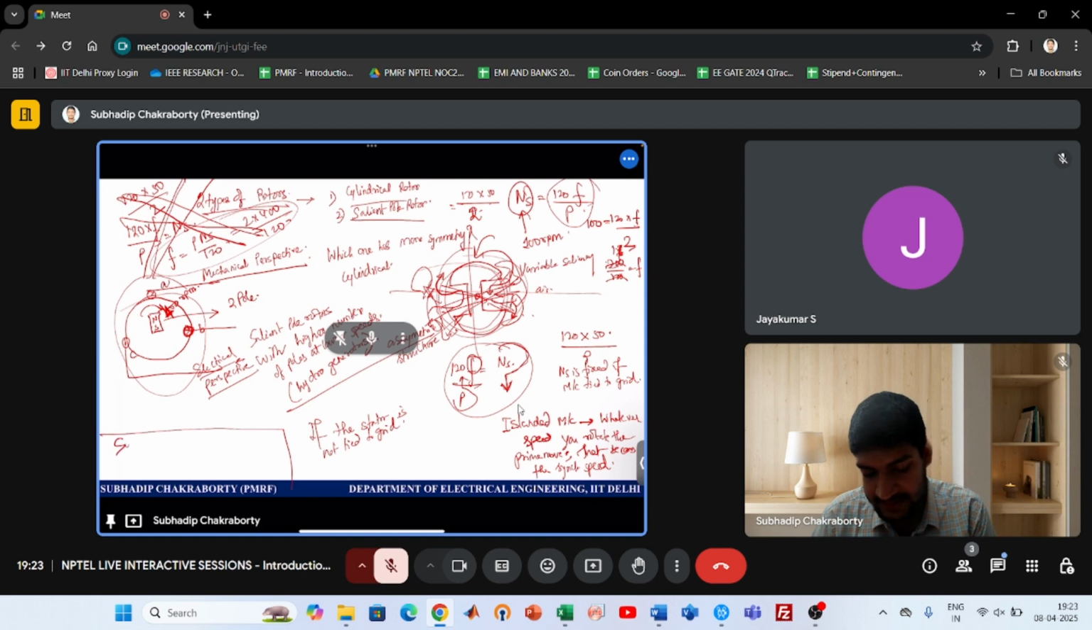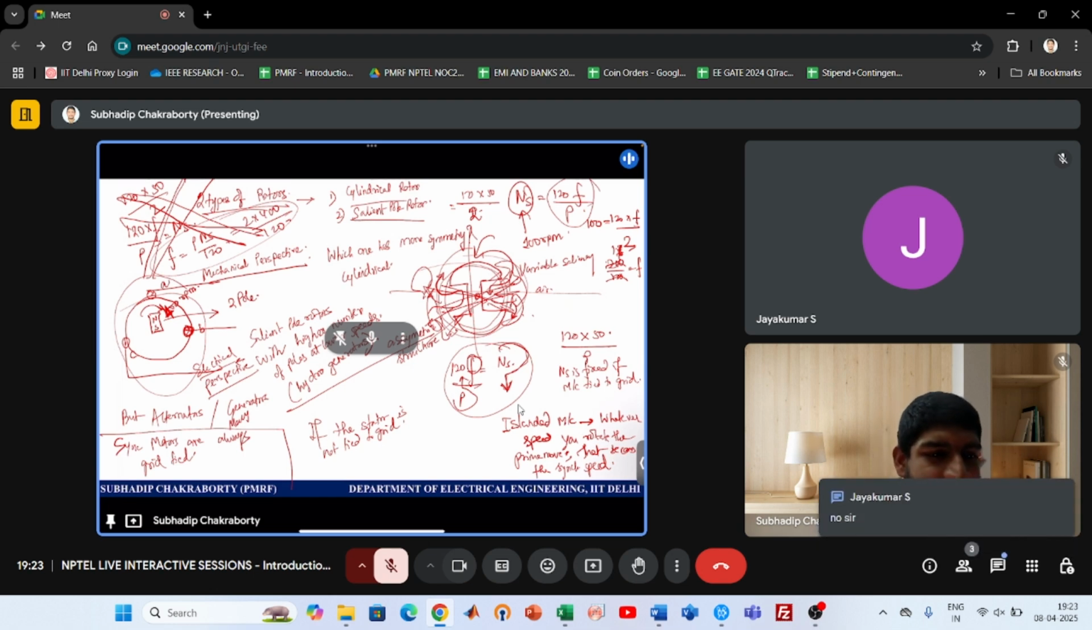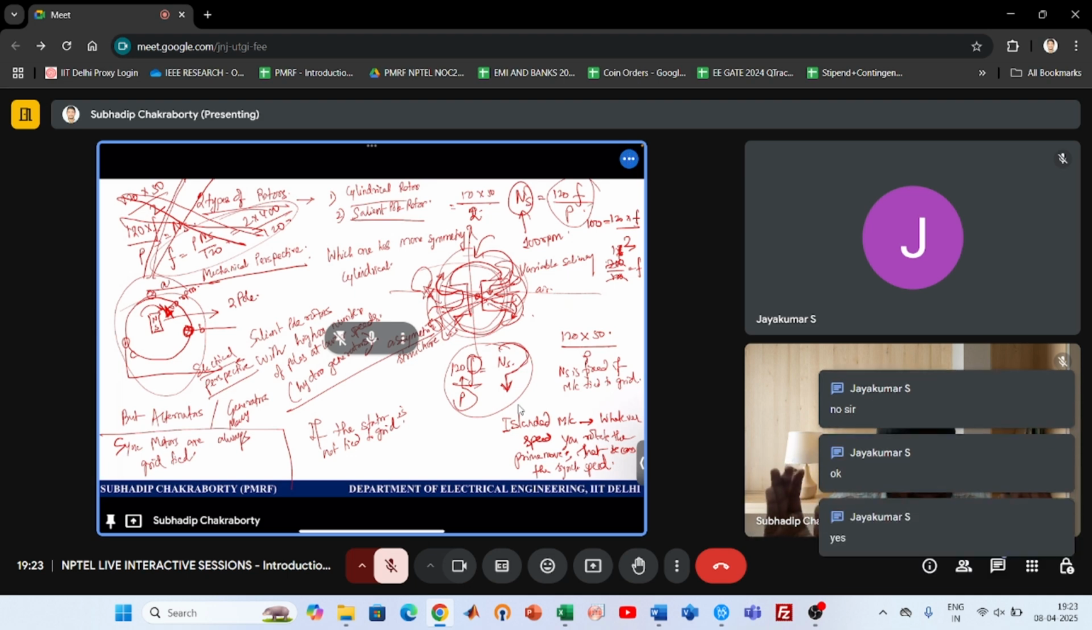But remember, synchronous motors are always grid tied. Grid means I'm telling the power line, right? They are always connected to the power line. But alternators or generators, like your DG sets, single phase DG sets, you must have seen in shops. Diesel generators, you must have seen small diesel generator sets in shops.